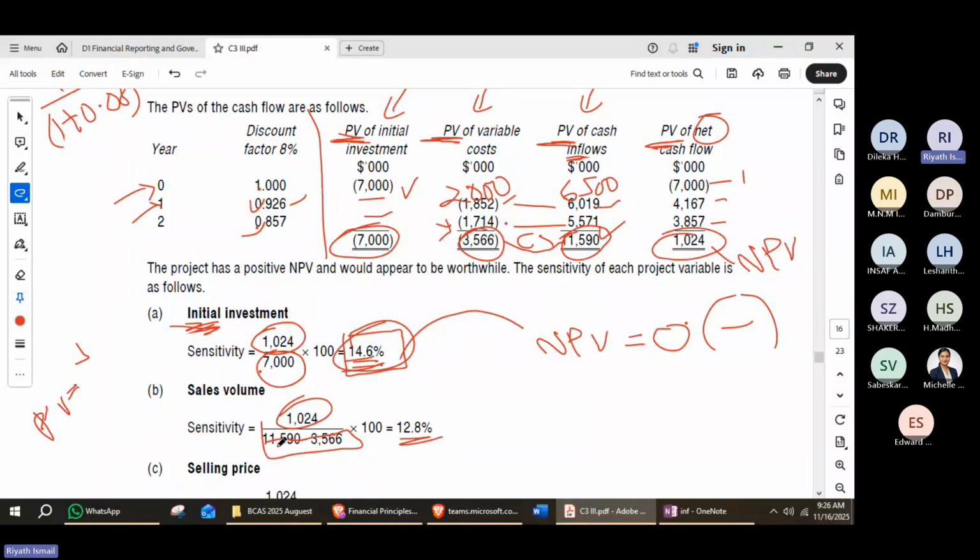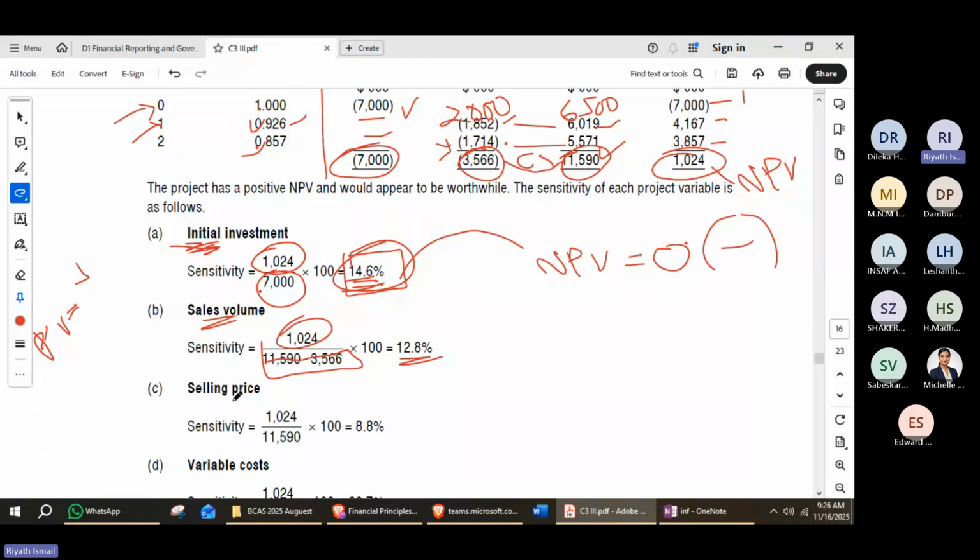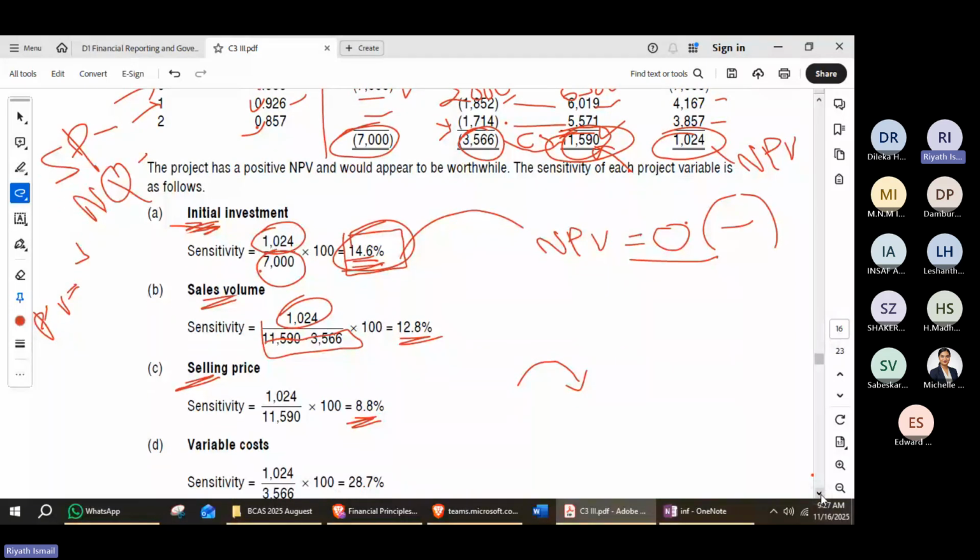Here, the sales volume always depends on two things. One is selling price, and the number of units. So one may change. Selling price totally here. They're talking about sales volume, sales value, revenue, and it's got 8.8. If selling price goes down by 8.8%, NPV becomes zero. That's an interpretation.